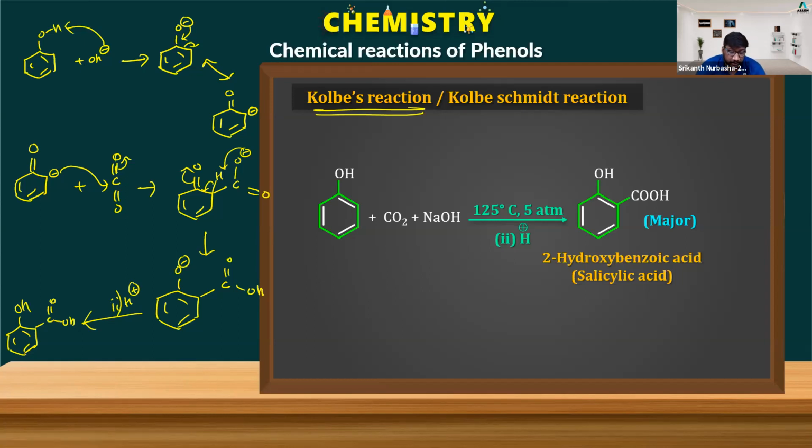Because if I write the resonating structures of the phenoxide ion, I get a negative charge at ortho, and if I proceed, I will get the negative charge at para as well. But here I am doing the ortho attack, from the ortho position where the negative charge is. Why? Because the final compound will exhibit intramolecular hydrogen bonding.